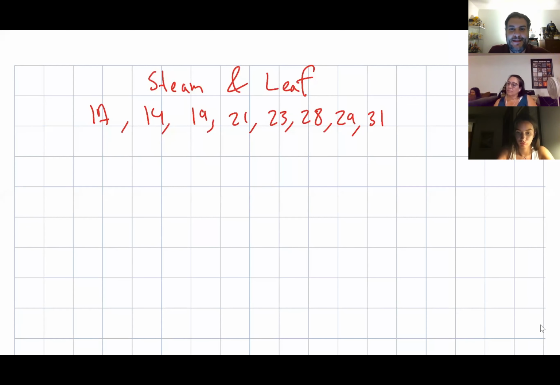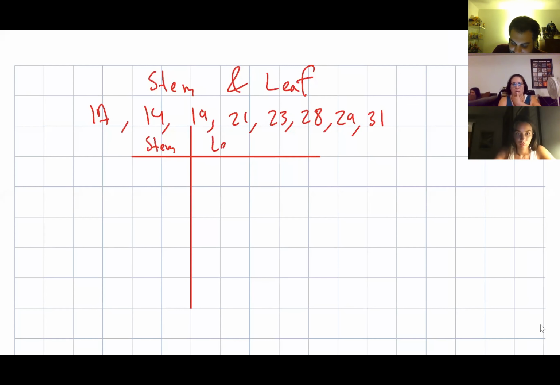All right. So here goes the stem and leaf plot. Hopefully it shouldn't give you that much trouble. So here's the stem. There you go. All right. So there's your stem and leaf plot.